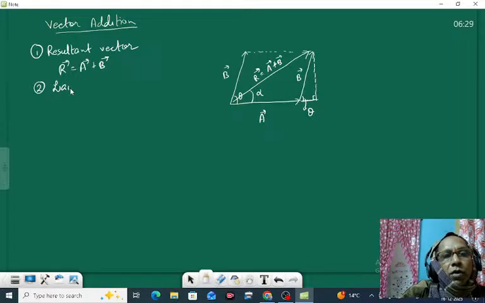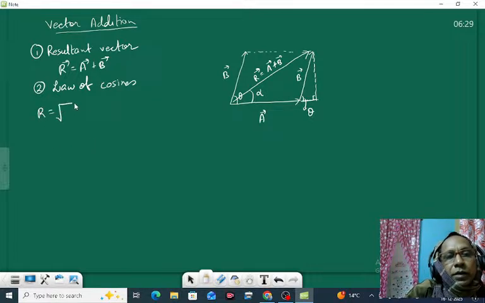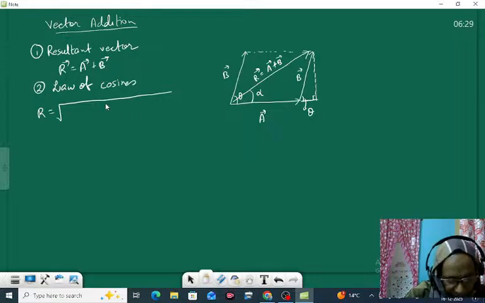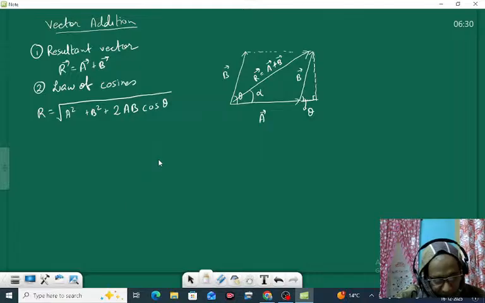The name is law of cosines. Remember this formula also, law of cosines. In the law of cosines, the resultant vector gives R equal to root over a square plus b square plus 2ab cos theta. What is theta? Theta is the angle between vector A and vector B, right? Therefore, this is the law of cosines, right?